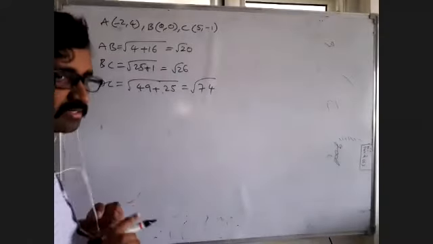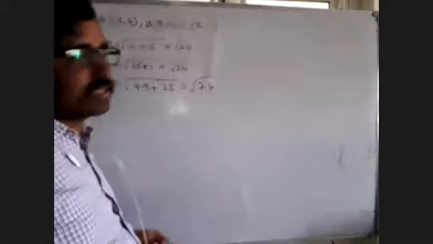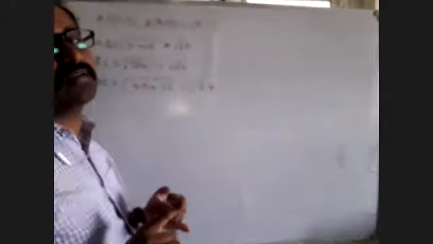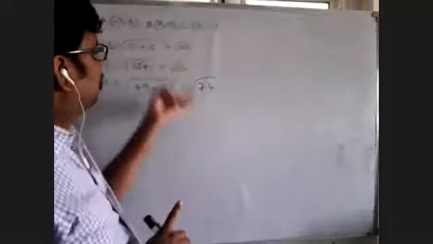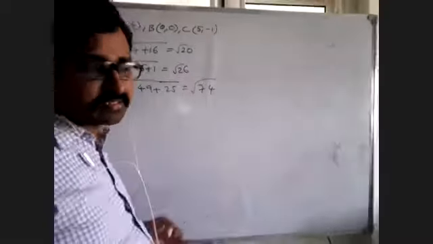Now the conditions we have. One is AB equal to BC equal to AC. No, that is not correct here, the three are not equal. The first one is the equilateral triangle. Second one, isosceles triangle, where any two sides are equal. No two sides are equal here, so not isosceles. Third one, scalene triangle, where all sides are different. So maybe this is a scalene triangle. Keep it aside.